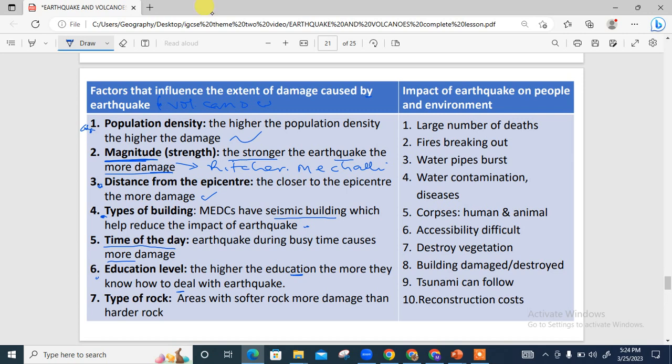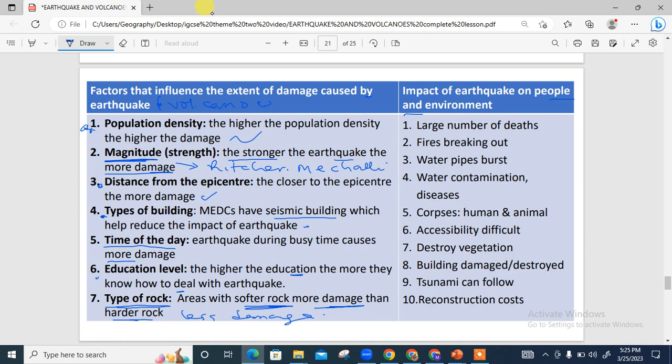Then we also have the types of rocks in that area. Areas with softer rocks have more damage, but areas with harder rocks have less damage from an earthquake. Now, let's see what is the impact of earthquakes on people and the environment. The impact is quite similar to that of volcanoes.